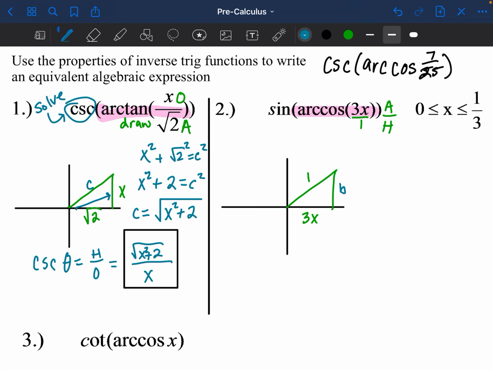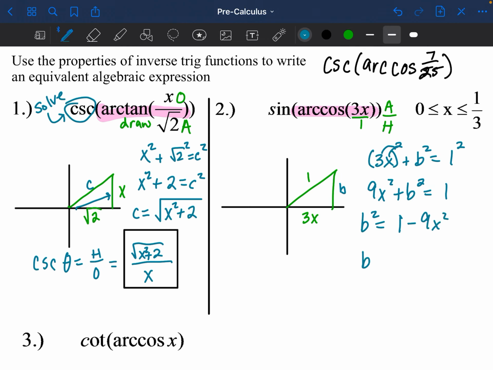A squared is 3x squared plus b squared equals c squared. Well, the hypotenuse is 1. All right, this is a mistake I see all the time. Make sure when we're squaring this 3x, the squared goes with both of those. So we'll get 9x squared plus b squared equals 1. Solve for b squared. We got b squared equals 1 minus 9x squared. Take the square root. b equals the square root of 1 minus 9x squared.